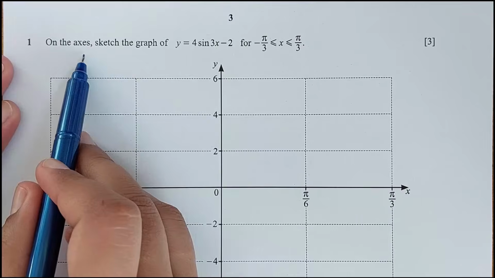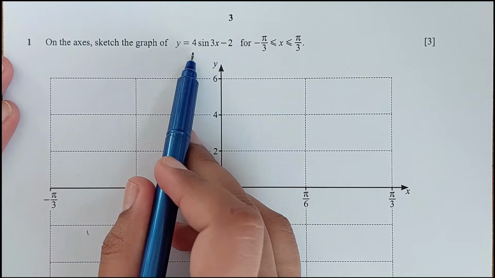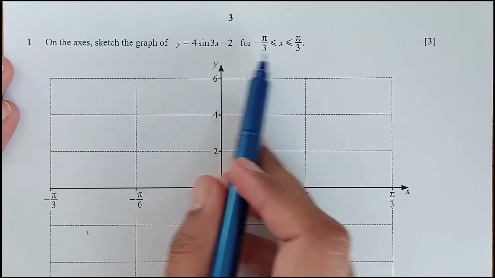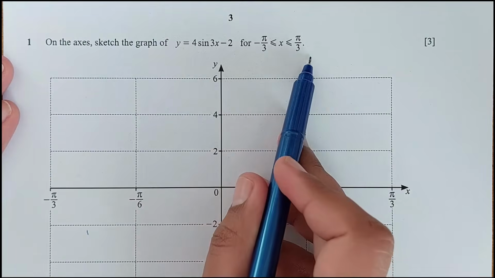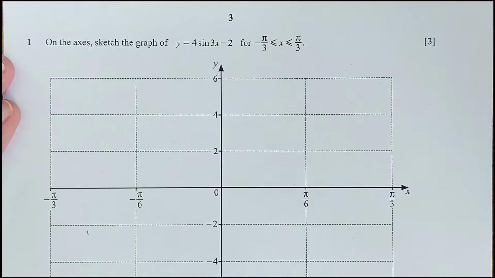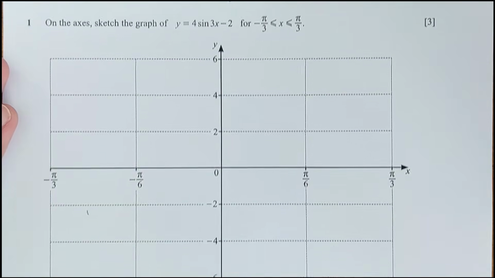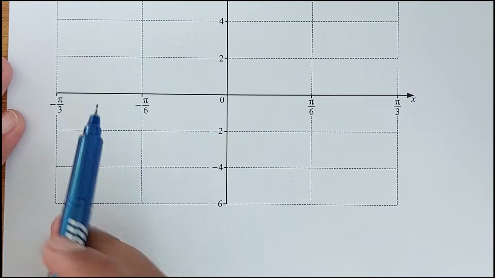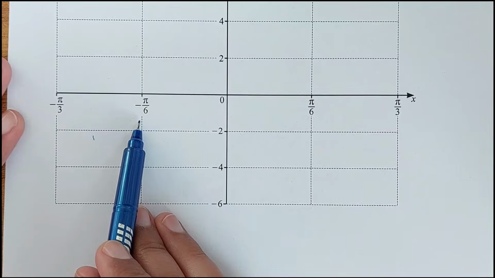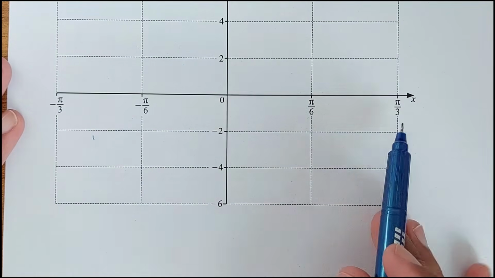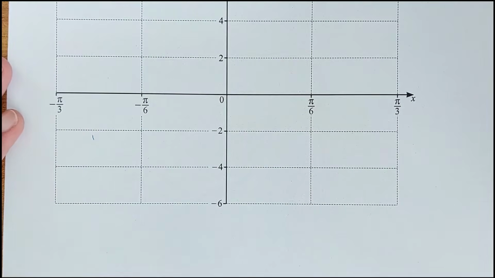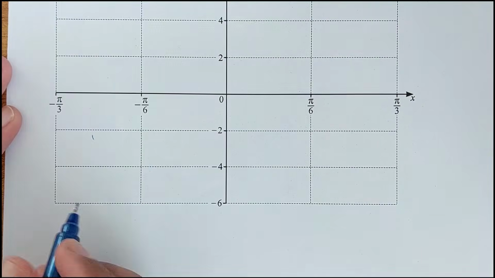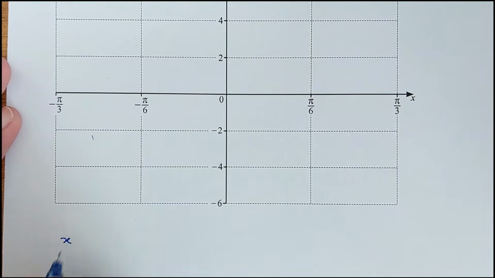Question number 1: on the axis, sketch the graph of y equals 4 sine 3x minus 2 for x between minus pi by 3 and plus pi by 3. Let me graph this by using a table of values. We have the x values minus pi by 3, minus pi by 6, 0, pi by 6 and pi by 3, and we can find the corresponding y values. Let me fix the table for x and y.